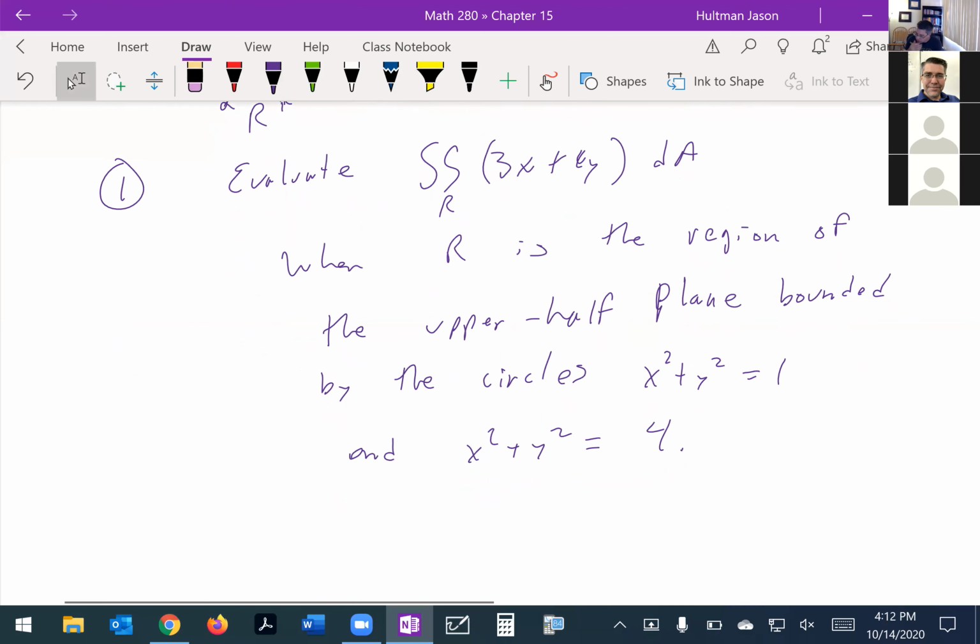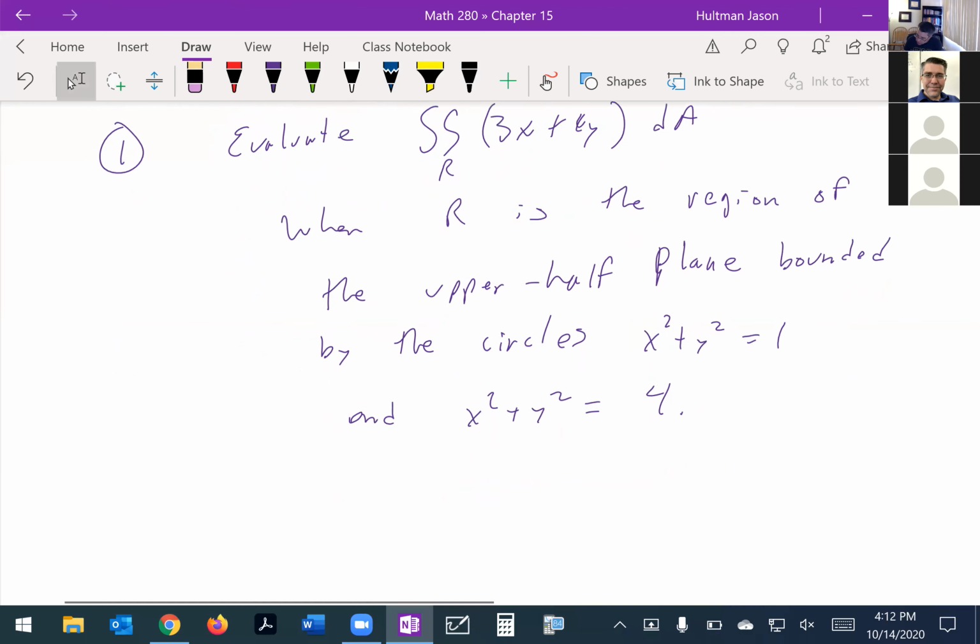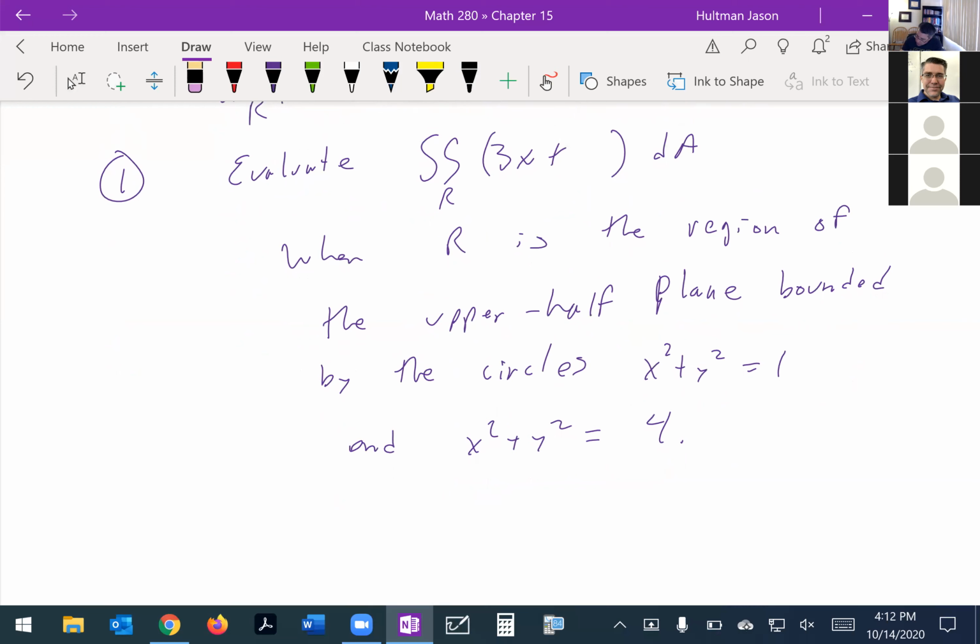Okay, so let's draw out what R is here, and then we'll convert everything and we'll integrate. What's x squared plus y squared equals 1? Isn't that the unit circle? Okay, that's the unit circle. So we've got the unit circle.